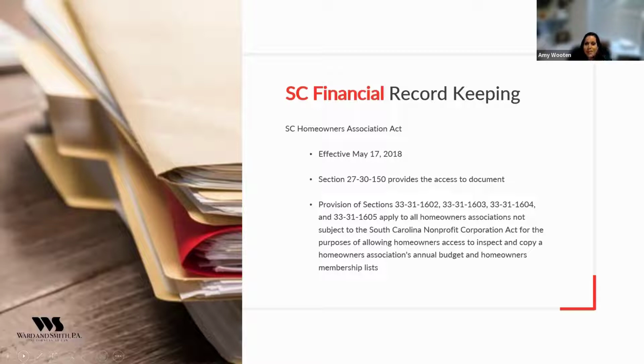The South Carolina Homeowners Association Act, which came into effect in 2018, provides an avenue for homeowners associations that are not otherwise subject to South Carolina's Nonprofit Corporation Act a way to incorporate and access some of the provisions of that Nonprofit Corporation Act that are specific to record keeping and access of owners to get those materials. So in particular, the Homeowners Association Act through Section 27-30-150 provides that the sections you see before you in Chapter 33 are going to apply. Those sections apply to nonprofit corporations, and they also apply by virtue of this statute to homeowners associations that are not organized under South Carolina's Nonprofit Corporation Act. So Ben, if you wouldn't mind advancing us to the next slide on that.